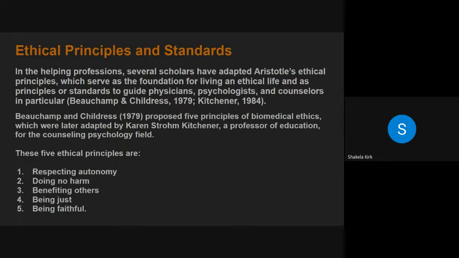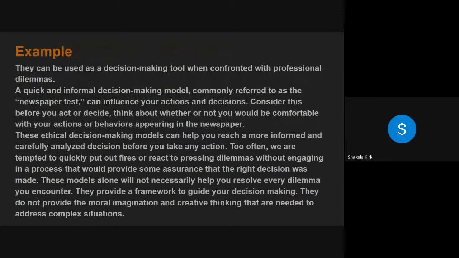They can be used as a decision making tool when confronted with professional dilemmas. An example would be a quick, informal decision making model, commonly referred to as the newspaper test, which can influence your actions and decisions. Consider this: before you act or decide, think about whether or not you would be comfortable with your actions or behaviors appearing in the newspaper. These ethical decision making models can help you reach more informed and carefully analyzed decisions before you take any action.